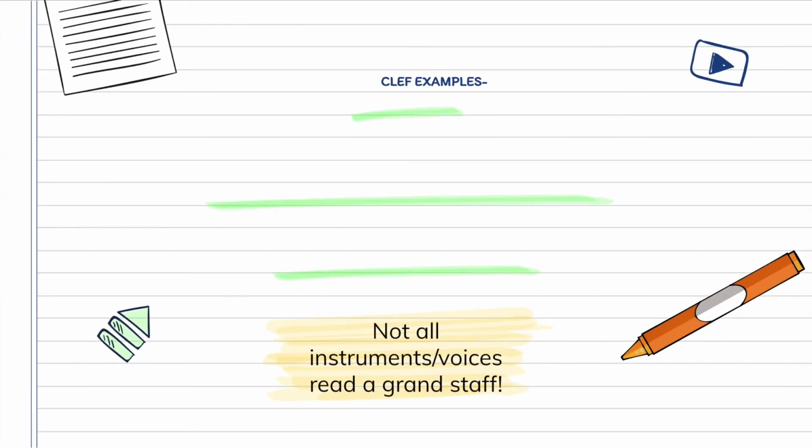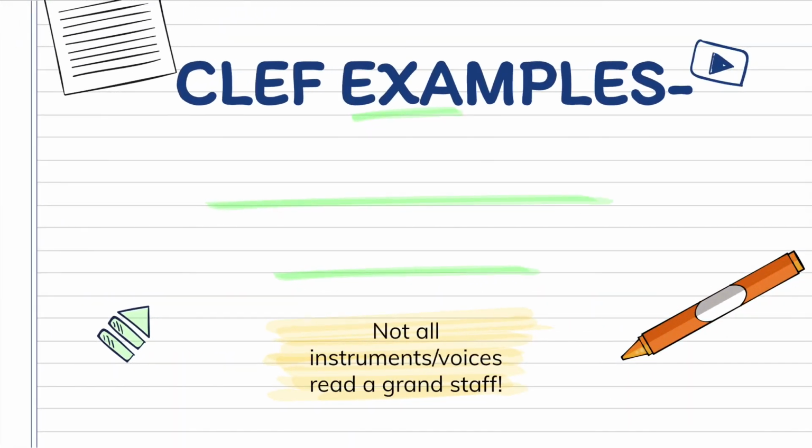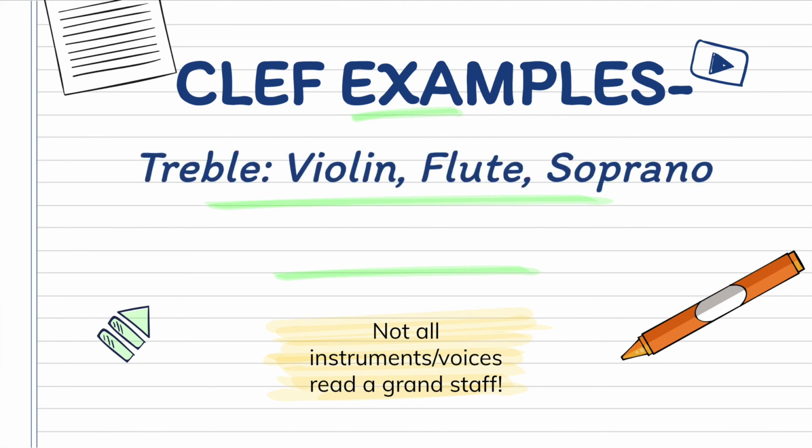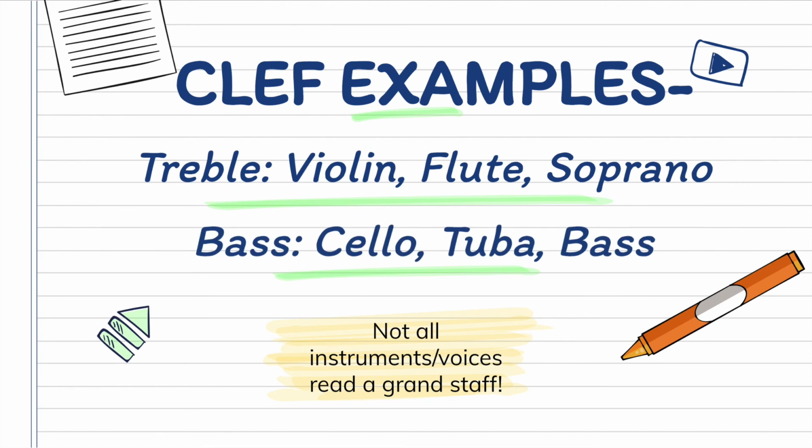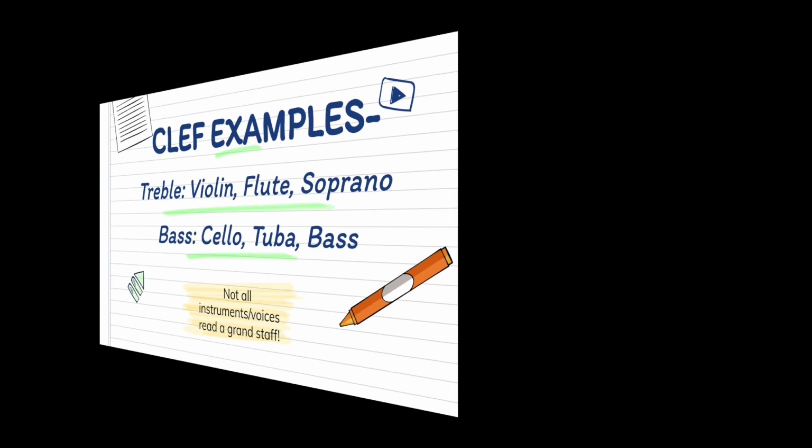Not all instruments or voices read music on a grand staff. Most read either treble clef or bass clef. Examples of instruments or voices that read treble clef are the violin, flute, and the soprano voice part. Typically, higher instruments or voices read in treble clef. Examples of instruments or voices that read bass clef are the cello, tuba, and bass voice part. Typically, lower instruments or voices read the bass clef.